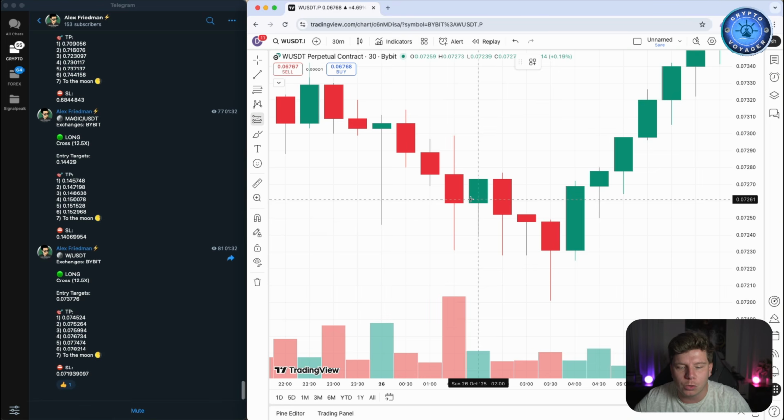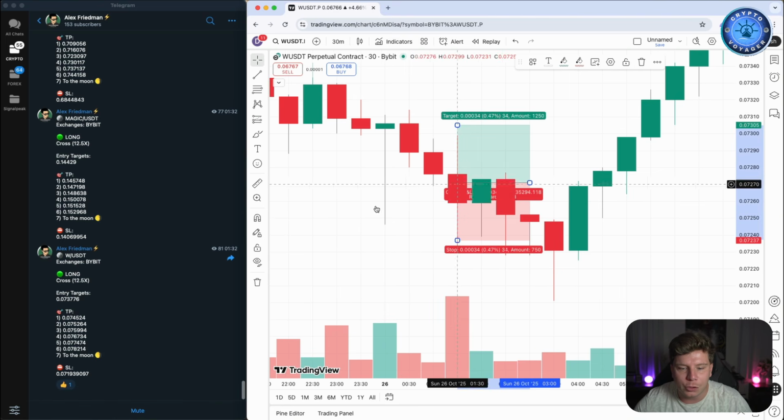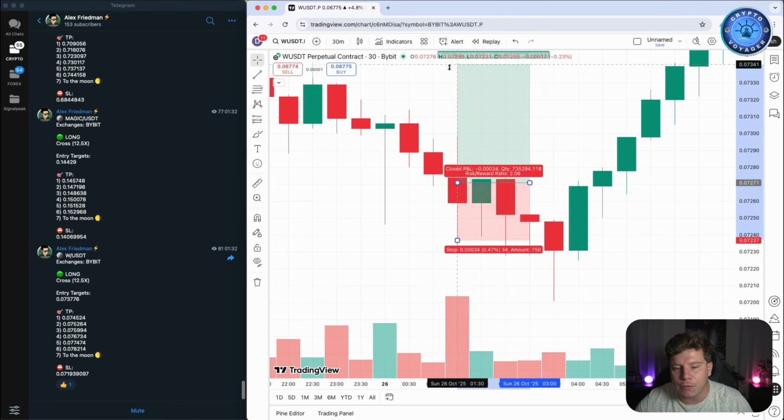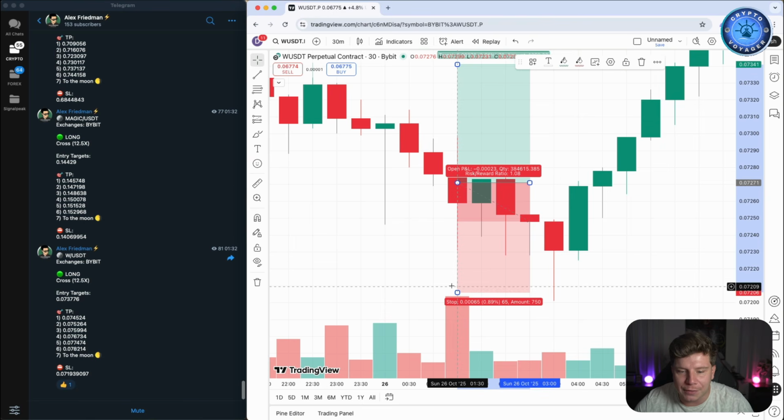You're only going to choose long if you are doing a long, and it says it right here. If you don't see long and you see short, then just go here and choose the short position. This is now going to show green and red. That means that green is profit, red is loss, and we're going to check if this trade won.